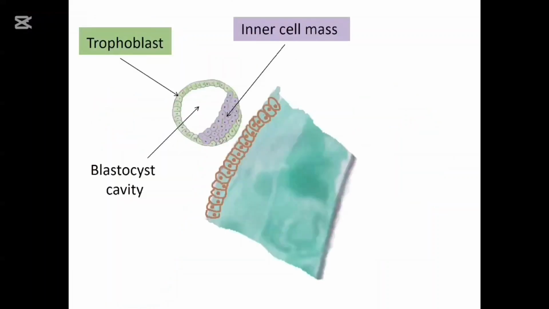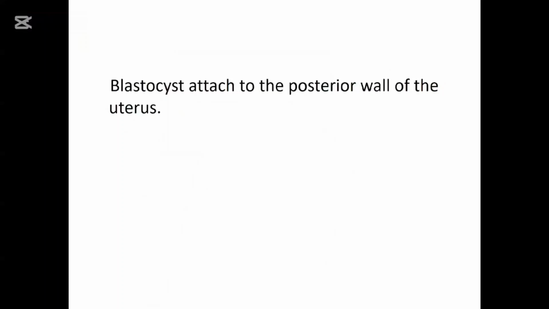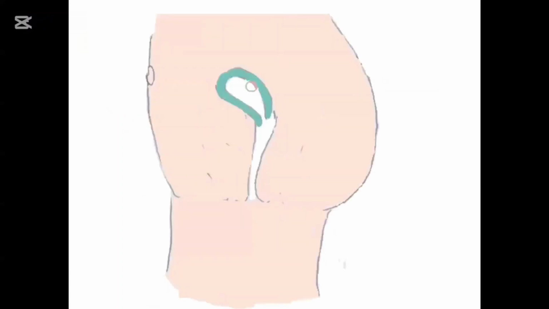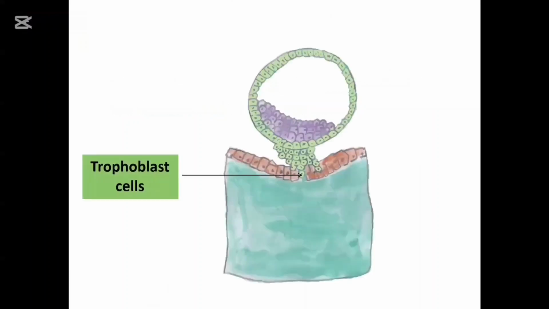And here it reaches the uterus: the inner cell mass, trophoblast, and blastocyst cavity come closer to the columnar epithelium and start to invade the posterior wall of the uterus. This is the usual site where the embryo implants. Of course, it can be implanted anywhere, but this is the usual course of implantation. The trophoblast cells, at the embryonic pole, will divide and invade the uterus. Here, the trophoblast will divide and invade the uterus.